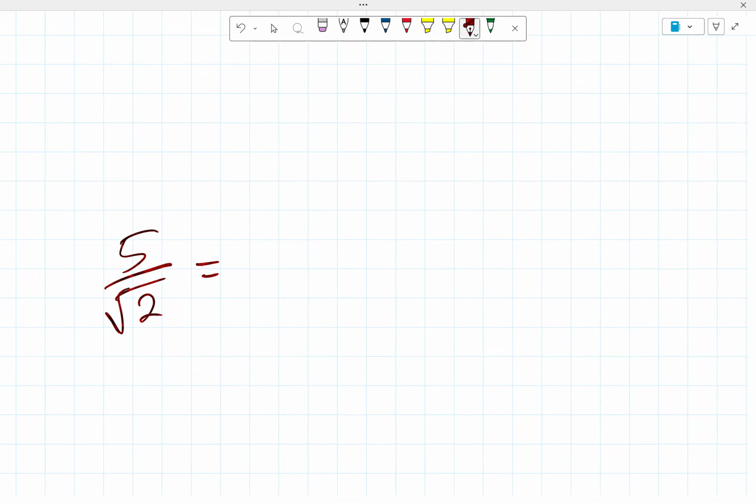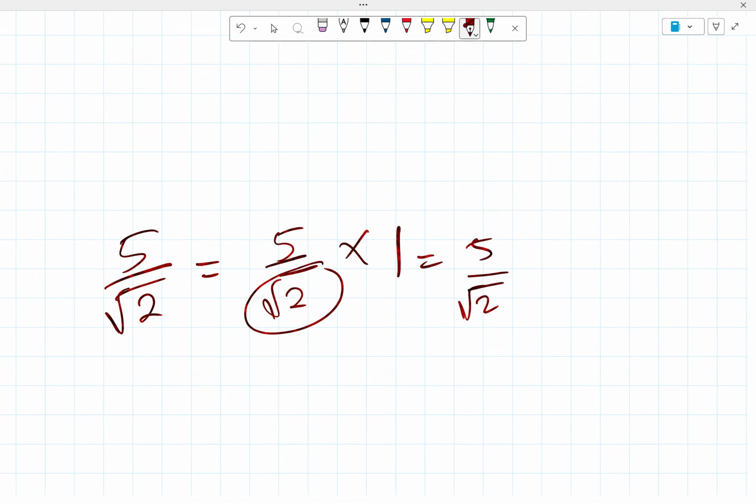And for you to do that, what will you multiply this by so that it wouldn't change the value? It's more or less like you're multiplying this by 1. And if you multiply 5 over root 2 by 1, nothing has changed. And 1 can be in any form, but what will inform the form of your 1 here will be this root 2 down here. So in place of this one, you now have root 2 all over root 2. Root 2 over root 2 is still 1, so nothing has changed technically.